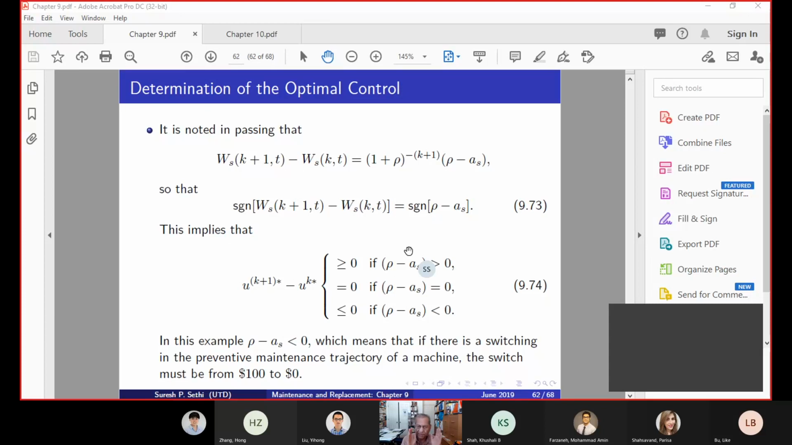Now, remember, the purpose of this exercise is to demonstrate that I can do a replacement of machine over time and also use the optimal control and give you a solution where maintenance and replacement are both optimized. This has never been done before. This was the first time a control problem of this kind was ever solved.